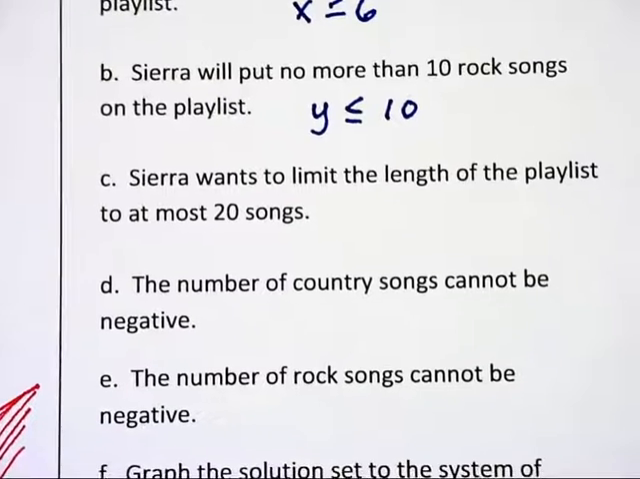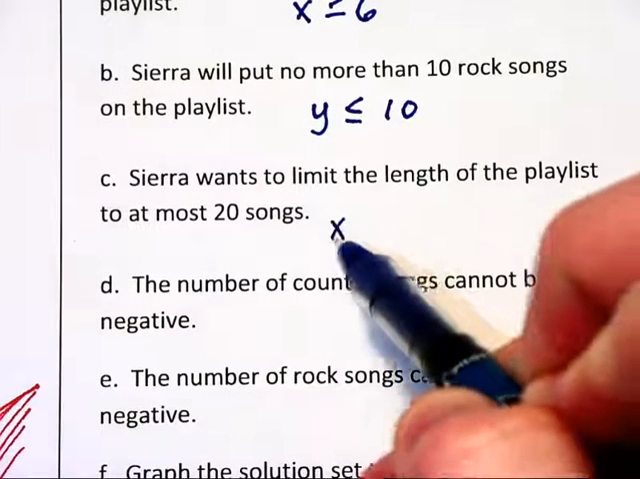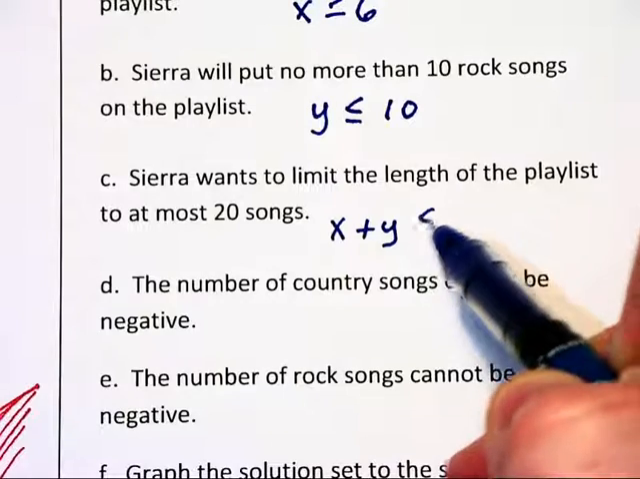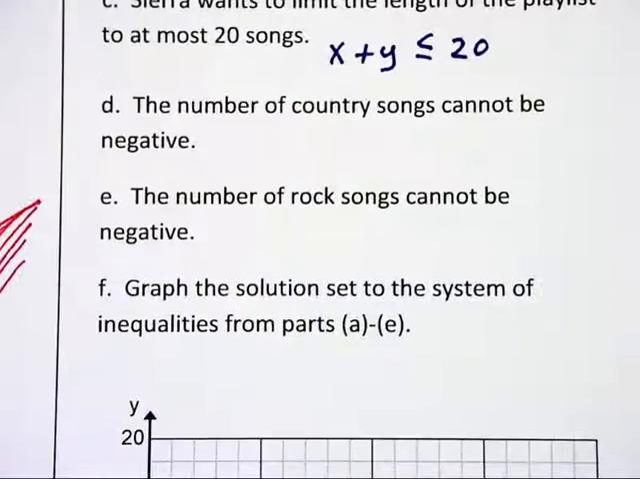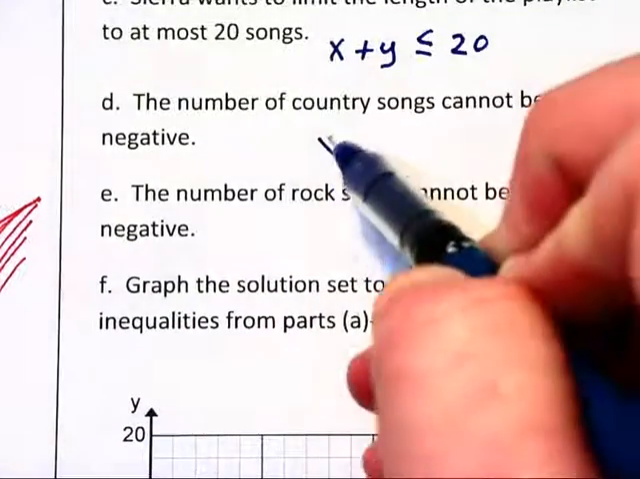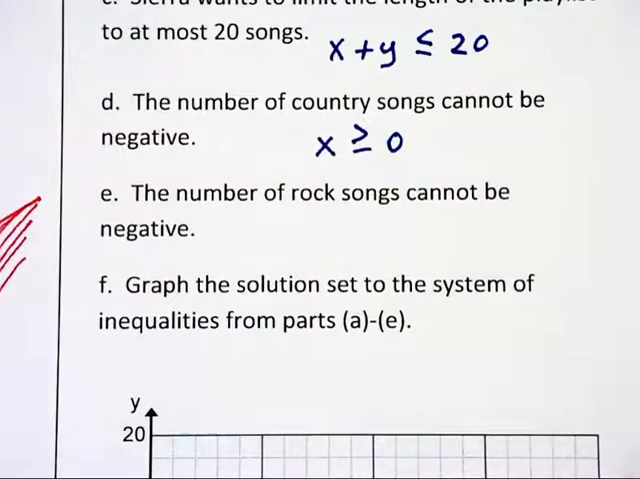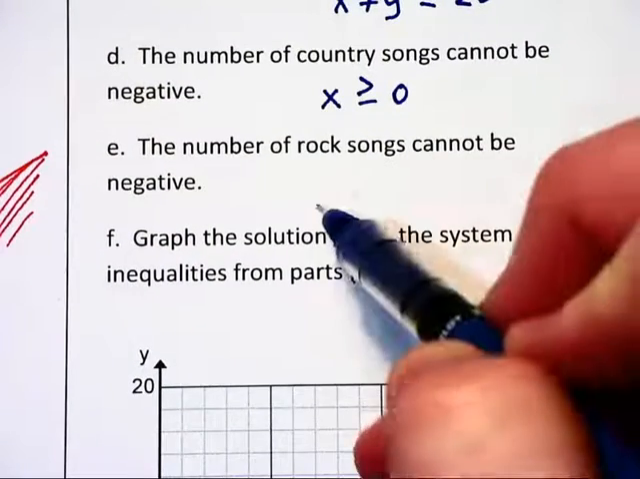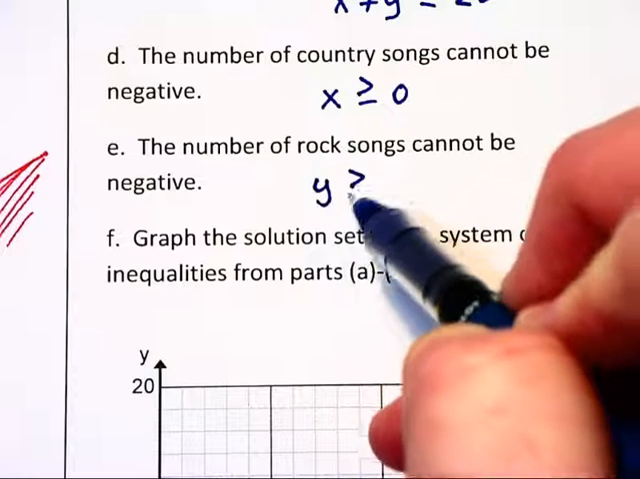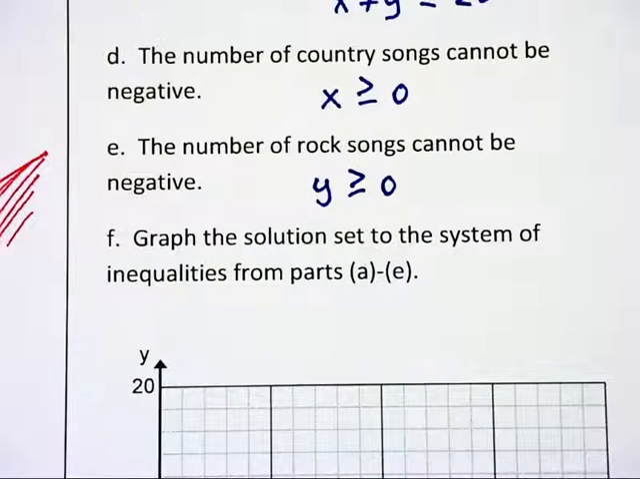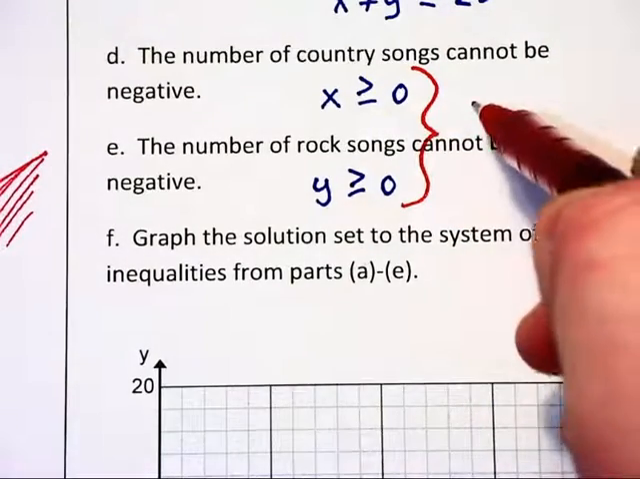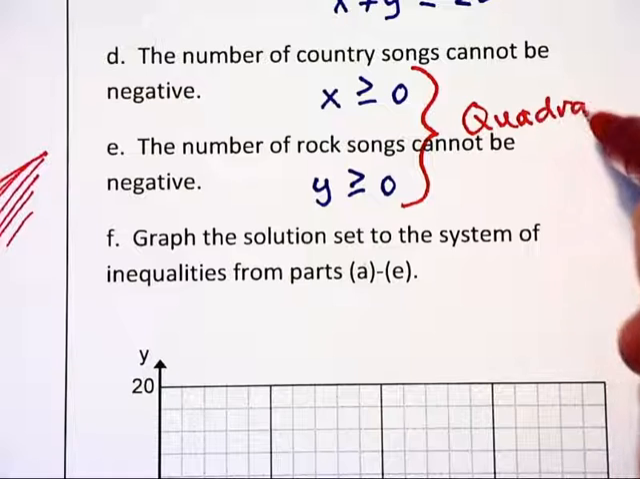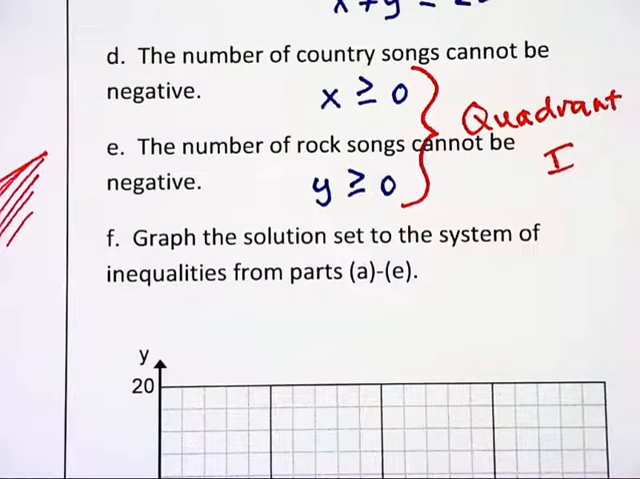If the playlist can have at most 20 songs, that means x plus y must be less than or equal to 20. And if the country songs, that's x, cannot be negative, that means that x must be greater than or equal to 0. And if the same thing is true for part E, then y must be greater than or equal to 0 also. Quite often in these problems we see these two clues together, which basically tell us we're going to be in quadrant 1, and that's why down below I only have the first quadrant drawn.